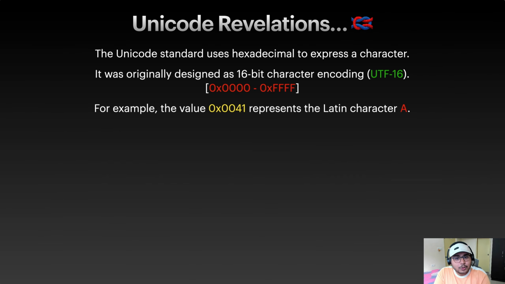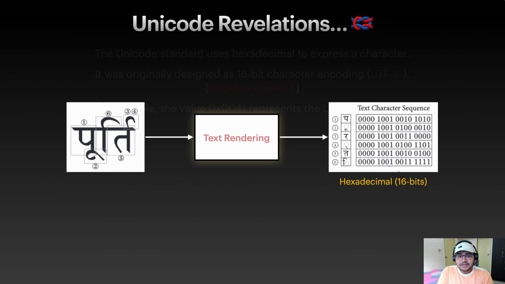Unicode was originally designed as a 16-bit character encoding. It was known as UTF-16, where UTF stands for Unicode Transformation Format. For example, the Latin letter capital A was denoted by the hexadecimal code 0x0041. This flowchart depicts the breakdown of the Hindi word purti into its various vowels, consonants, and matras, also known as diacritics or glyphs, by the text renderer of Unicode and stored in the format of different 16-bit Unicode encodings. Sweet, right?